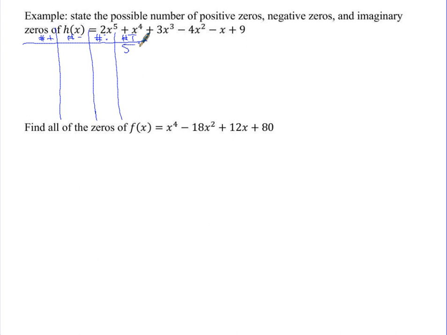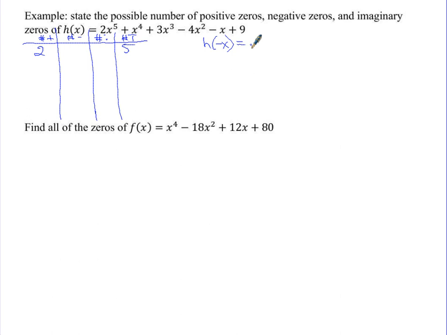Okay, so count the number of sign changes in the polynomial that you see, and that will be the possible positive roots. So, how many sign changes do we have? We start positive, stay positive, switch to negative, that's 1. Stay negative, switch to positive, that's 2. So we have 2 possible positive real roots. Now we need to find h of negative x, so that we can find our possible negative roots.